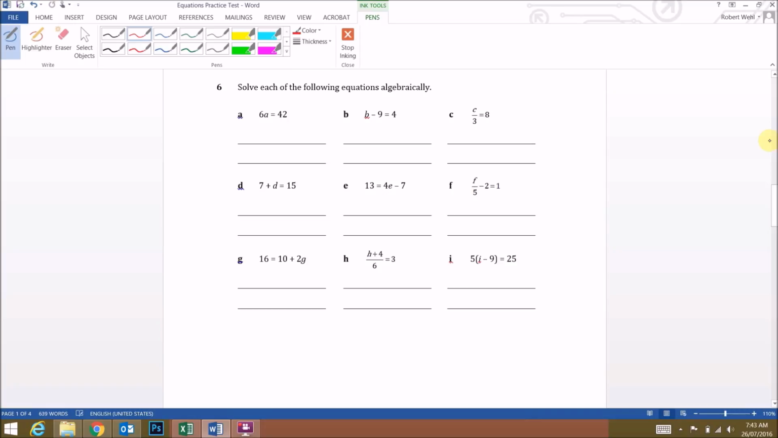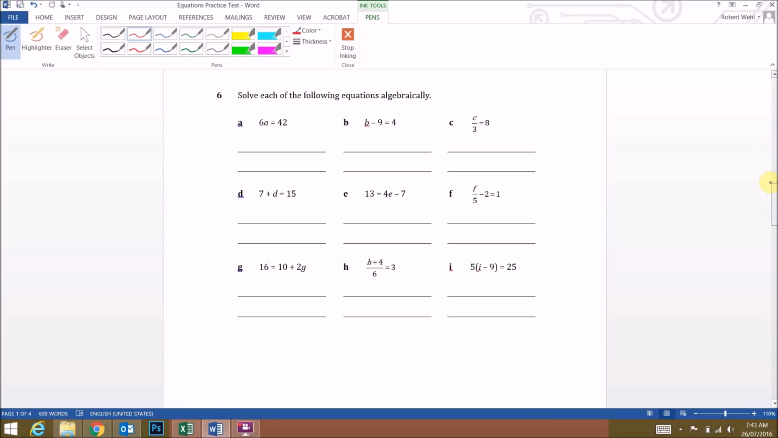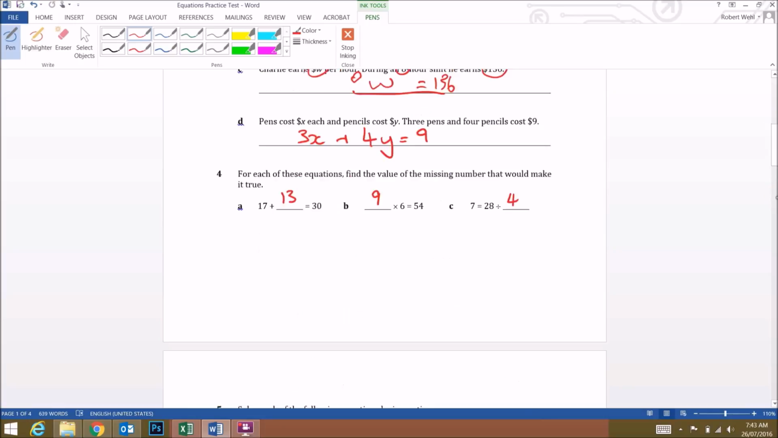Let's have a look here at these next ones. Computer's been quite slow at the moment.